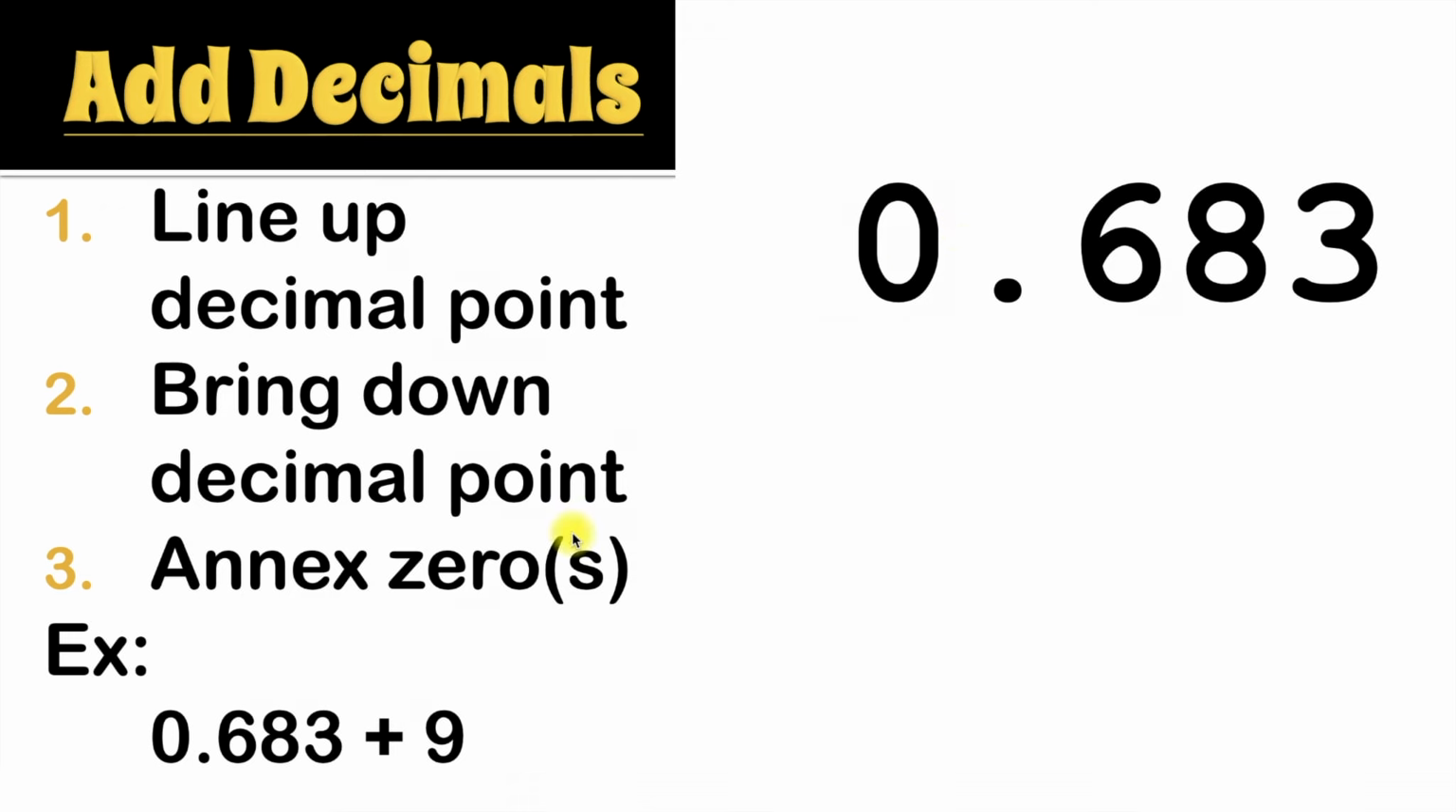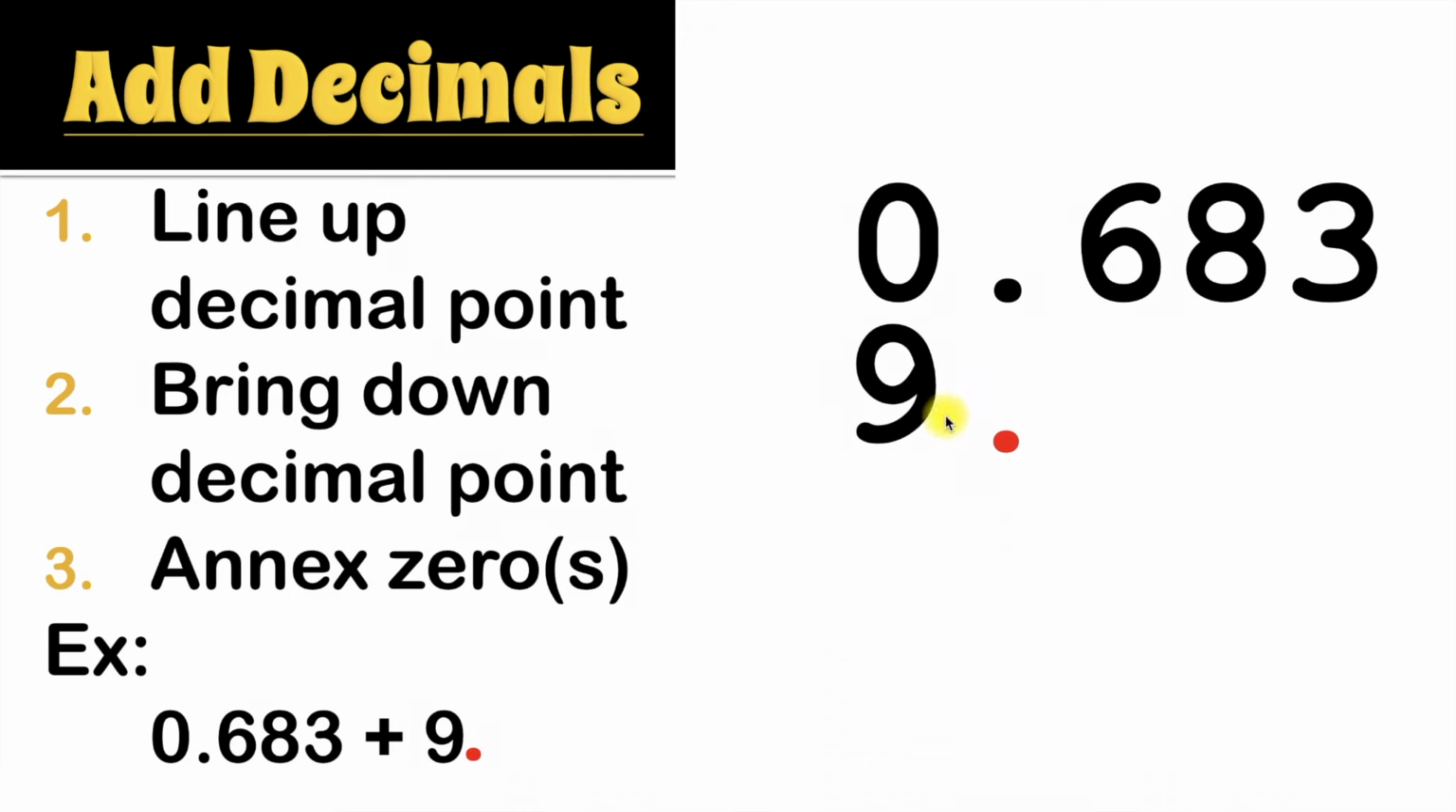Next, we need to write 9 under this number. We have to make sure that we follow step number 1, and that is to make sure we line up the decimal point. But we have a problem here, because 9 doesn't have a decimal point. Actually, yes it does. Because it's a whole number, there's automatically a decimal point right behind it here. And so when we place it under our first number, we've got to make sure that this decimal point is directly under this decimal point. So it'll look like this.